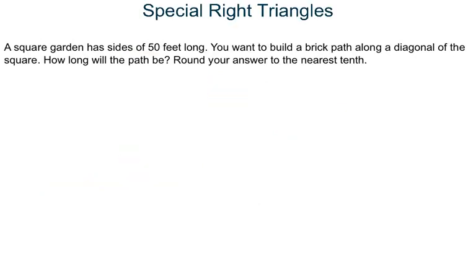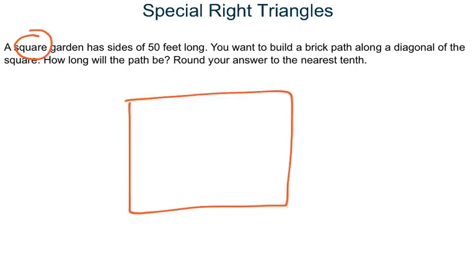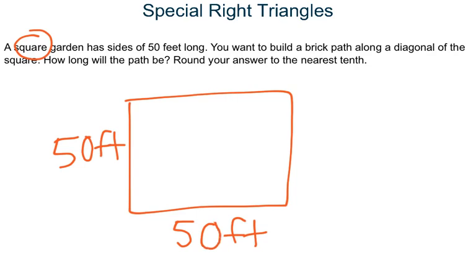Let's do one more of these. Then we'll move on to 30, 60, 90. A square garden. Always look for keywords in word problems. A square garden has sides of 50 feet long. Okay, so all sides are 50 feet. That is a 0, not a 6. Don't want you to get confused with that.